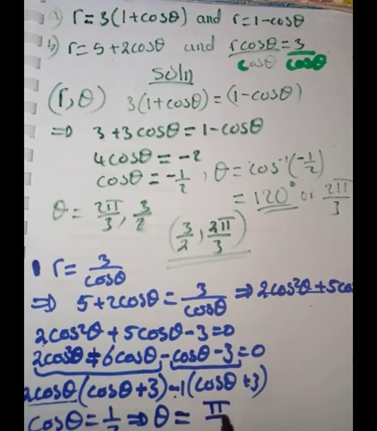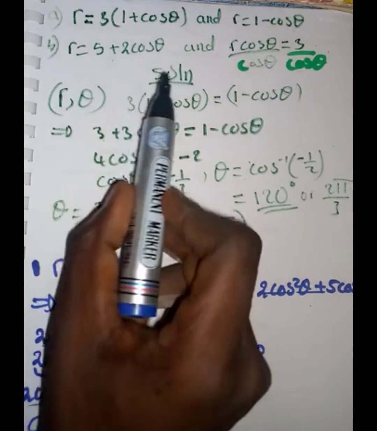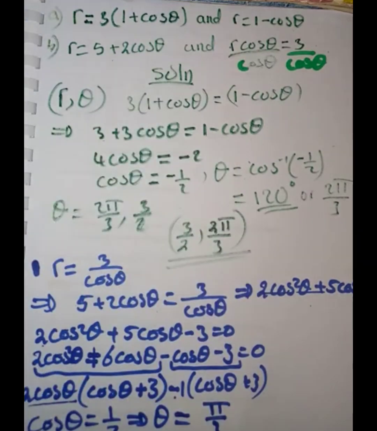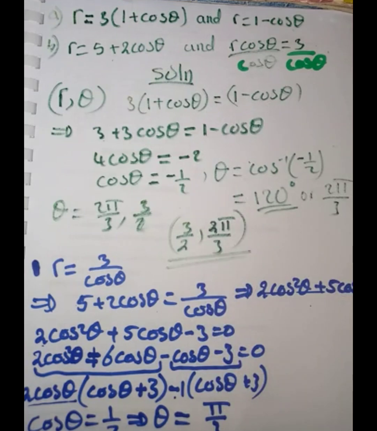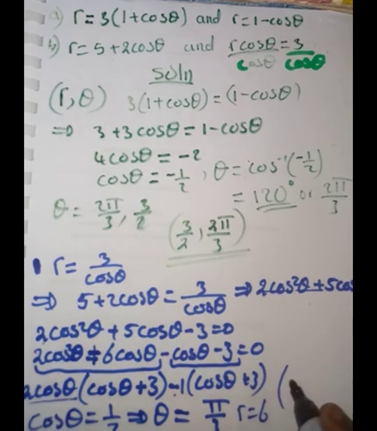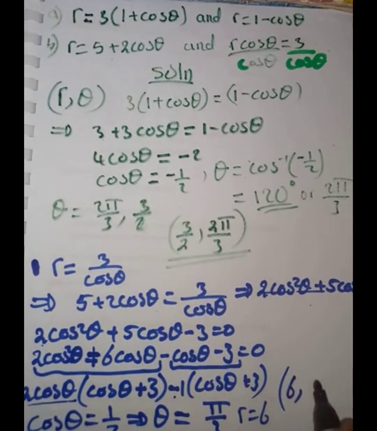Great, pi over 3. So if you take the pi over 3 and put it back here, you're going to have cos pi over 3, or cos theta, equal to 1/2. So this is just going to be 2 into 1/2, which just gives us 1. 5 plus 1 gives us 6. So we have our r to be equal to 6. So our polar coordinates now is at the point r, which is 6, comma, theta is pi over 3, or 60 degrees.